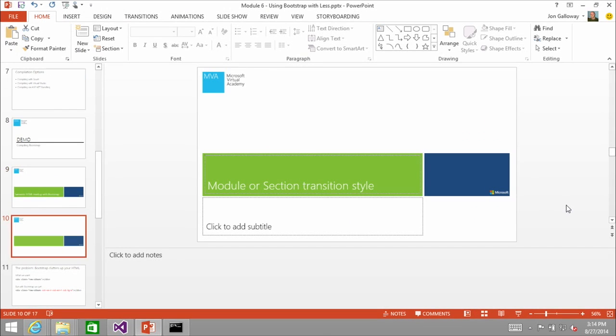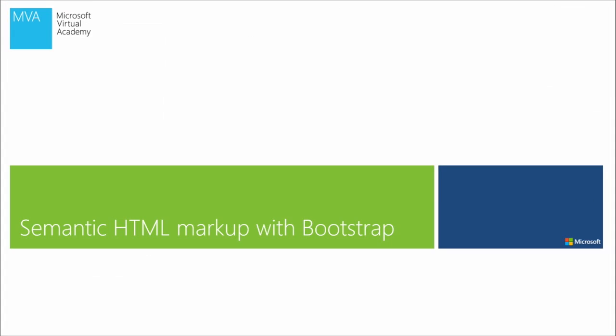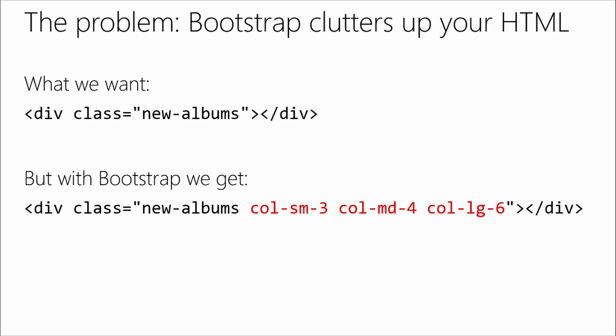That's a great segue back into this. We want to get to semantic markup. We want nice markup. What we want is this up at the top: we want to say new album. Somebody looking at our HTML doesn't need to know that there's a bunch of Bootstrap in it, and we can move things around and write sane, clean, readable HTML.